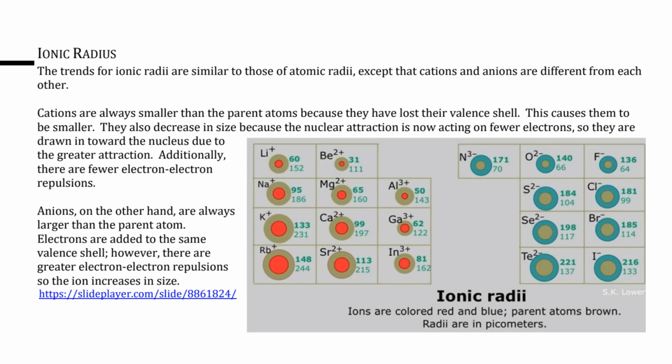Anions, on the other hand, are always larger than the parent atom. Electrons are added to the same valence shell. However, there are greater electron-to-electron repulsions, so the ion increases in size. And notice how there are diagrams showing the ions and how they change.